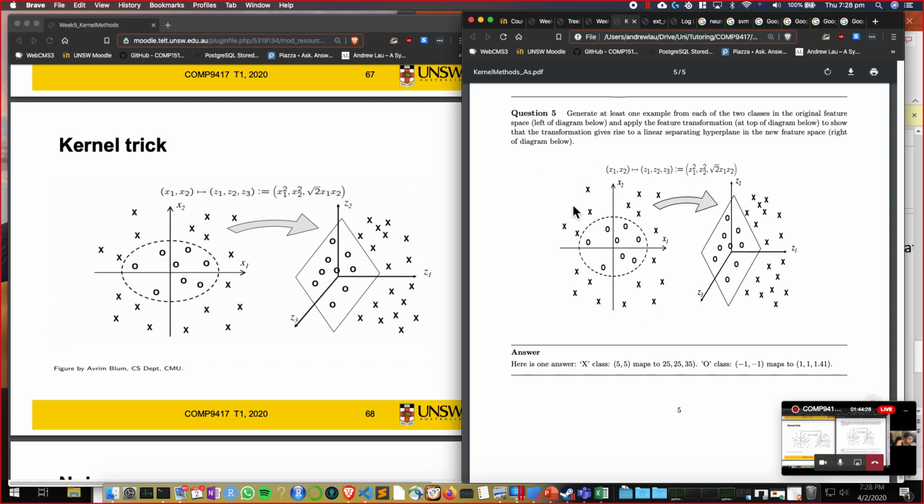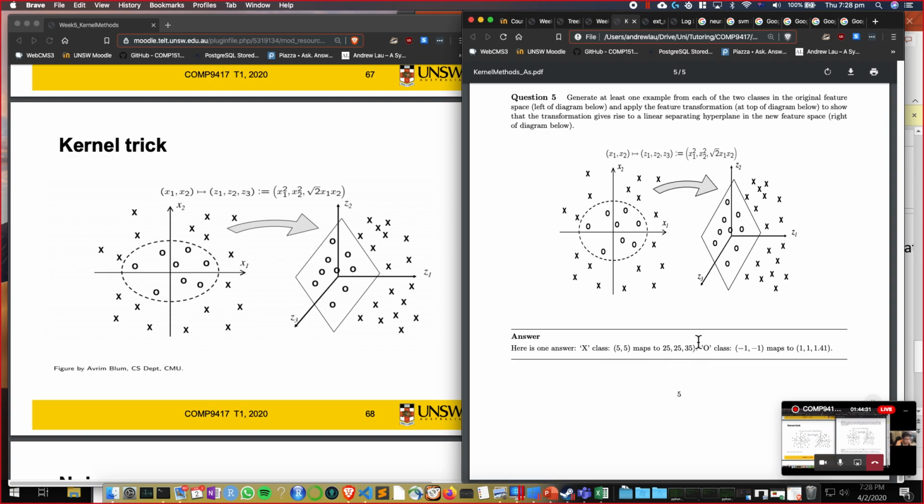Negative, I don't know, 10, 10, and you should see it's all on that side.